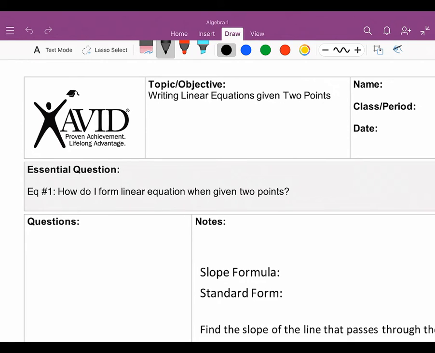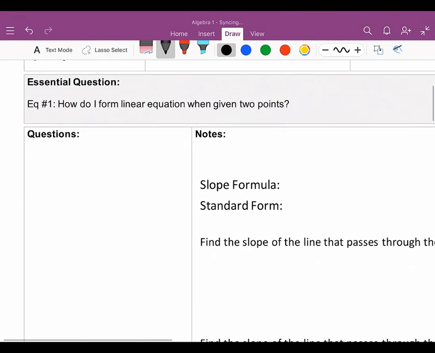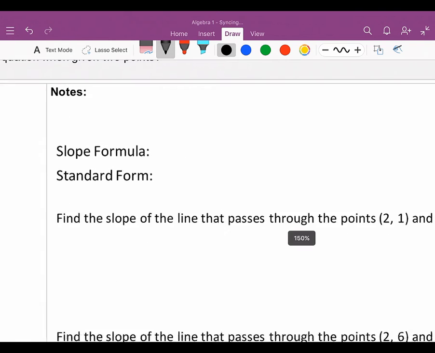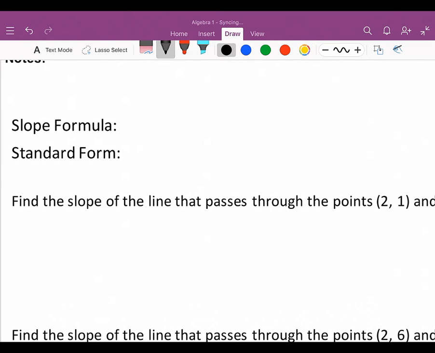Hey guys, so I'm going to go over writing linear equations when given 2 points. So we're just going to be given 2 points, and you'll be able to write an equation that will give you a straight line. So the essential question: how do I form linear equations when given 2 points? Well, let's find out. First thing, when you have 2 points, you can grab the slope, okay? First thing you want to do is find that slope.